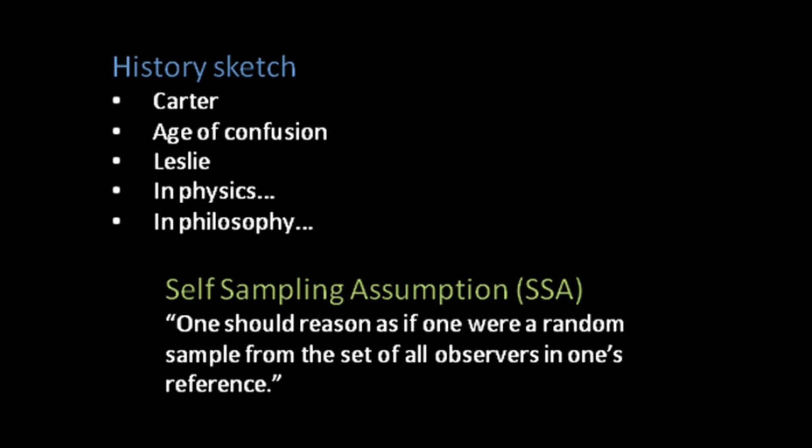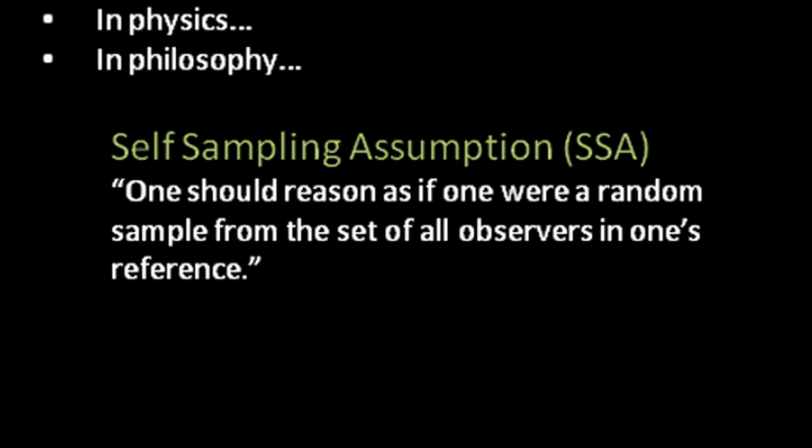To me, the best place to start to sketch out what anthropics is all about is in terms of this assumption, which I call the self-sampling assumption. This focuses in on anthropic reasoning as taking into account observation selection effects. And I believe that this was what Brandon Carter had in mind, more or less. The self-sampling assumption says that one should reason as if one were a random sample from the set of all observers in one's reference class.